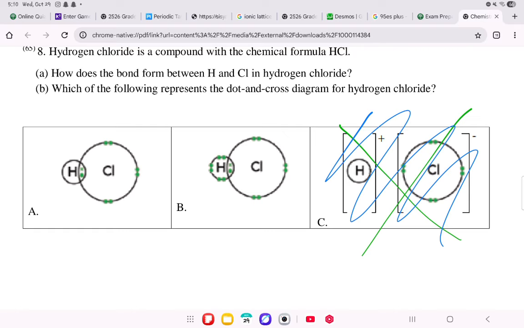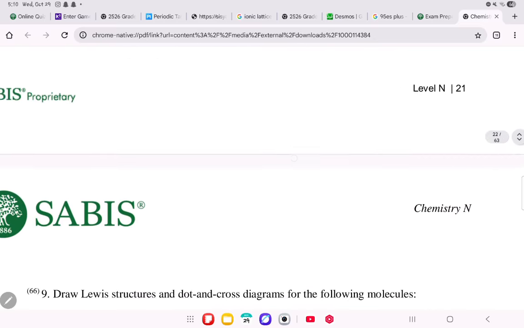Hydrogen has only 1 valence electron, so this for sure is wrong. So this leaves us the only option being this. And we can double check by saying that hydrogen has 1 valence electron, which is this. And then chlorine has 7, so this is 1 plus 6, which is 7. So that means A is the correct answer. We'll move on to question number 9.